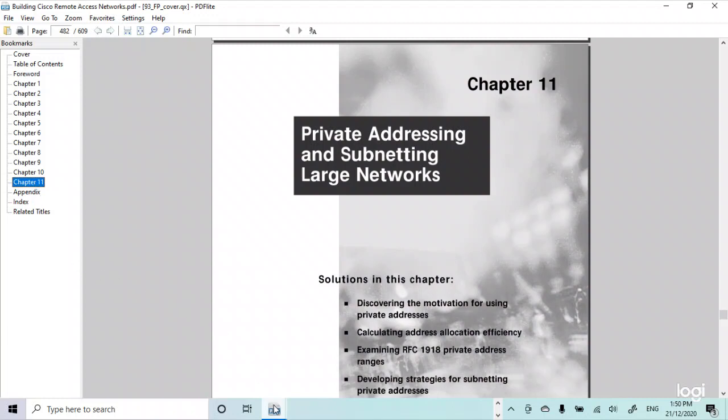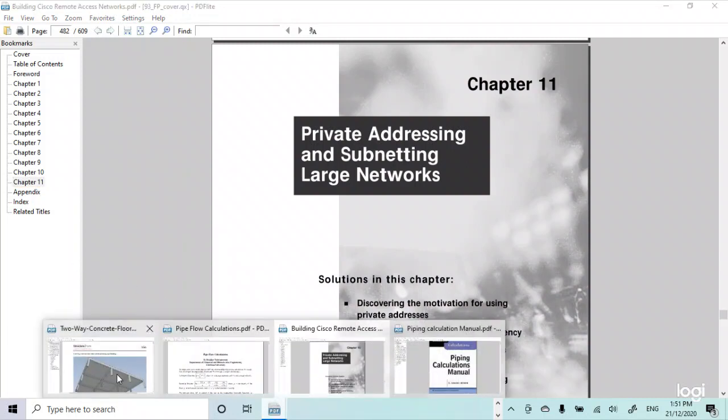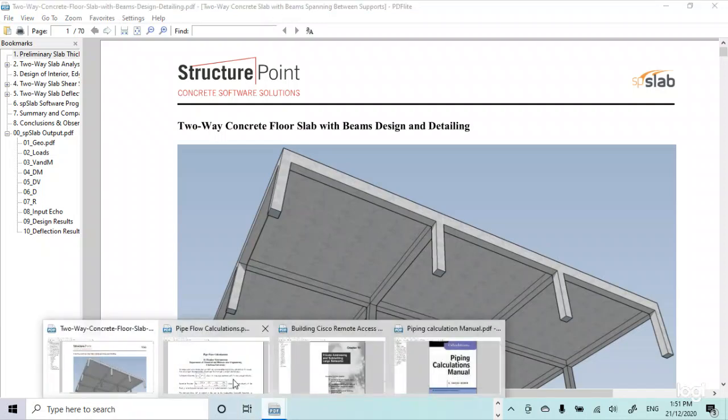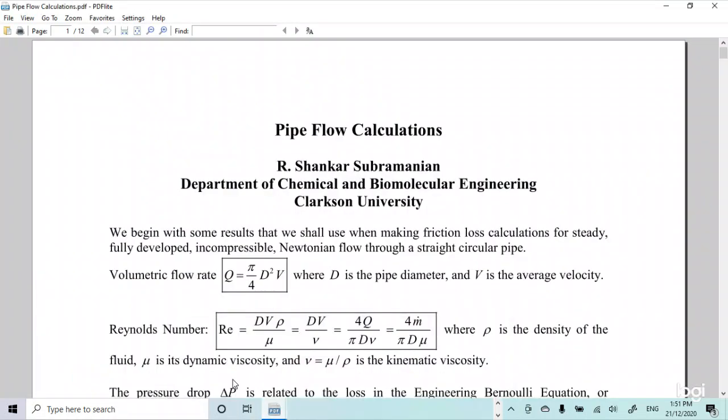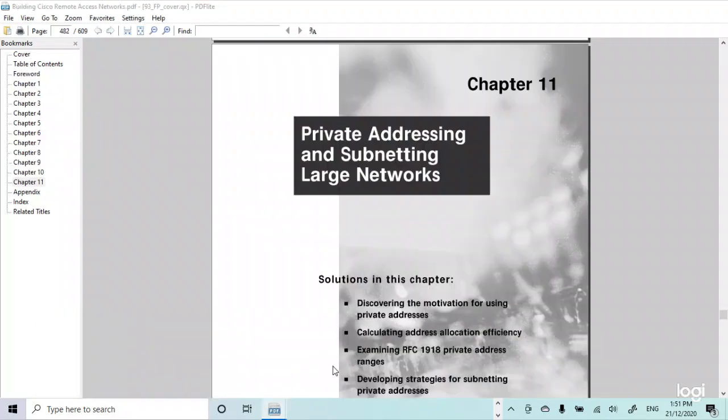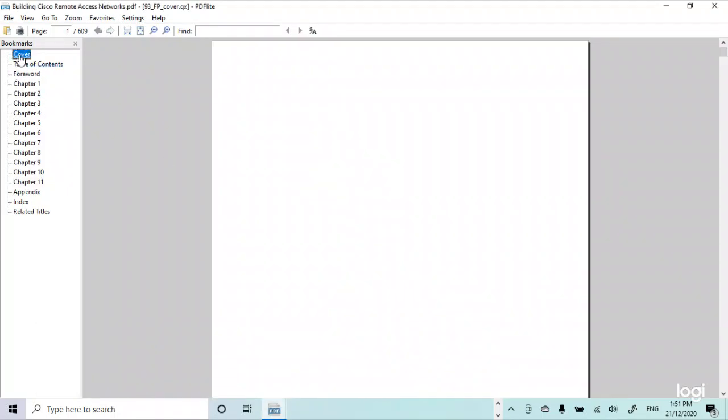Going back over today's lesson: for civil engineers, two-way concrete flow design slab with beam design and detailing is provided. For mechanical engineers, the pipe flow calculation technical paper and the piping design calculation manual handbook are provided. For electrical engineers, the Cisco remote access network is explained.